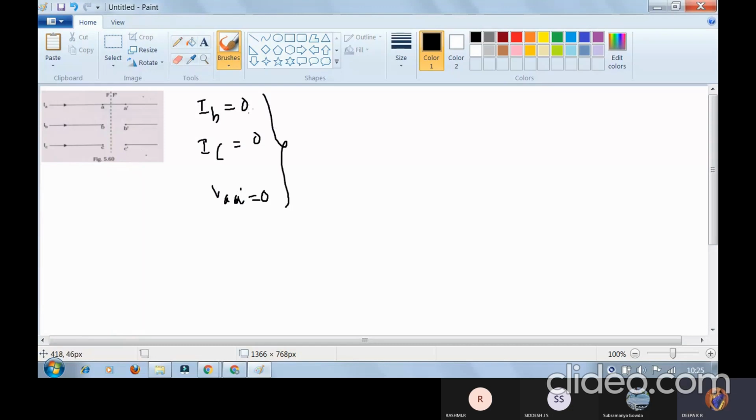So in this case, we have current parameters because IB and IC are 0. I'll go with the symmetrical component relationship in terms of current itself. First, IA0, then IA1, then IA2. Just write the standard formulas here and start substituting. So IA0 is 1 by 3 into IA plus IB plus IC. From the picture, it is very clear IB and IC are 0, so these two are 0. Then I am left with 1 by 3 into IA.